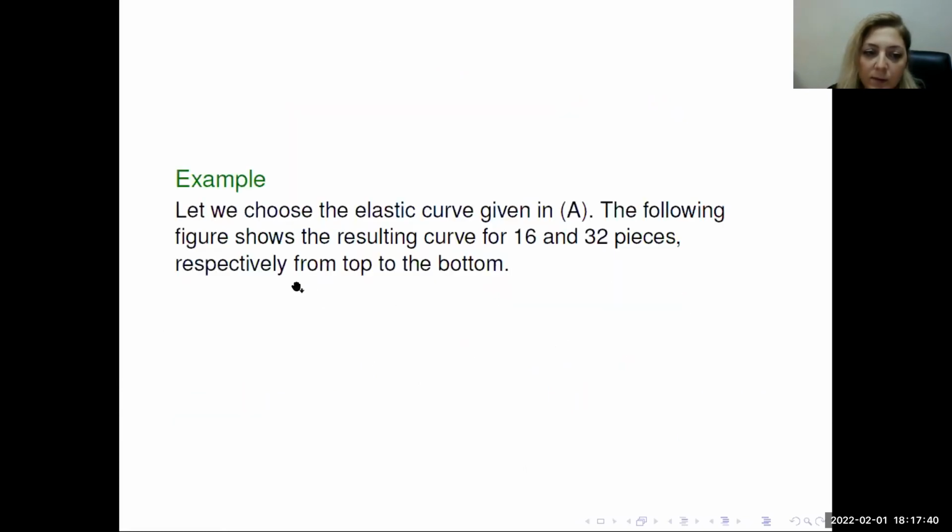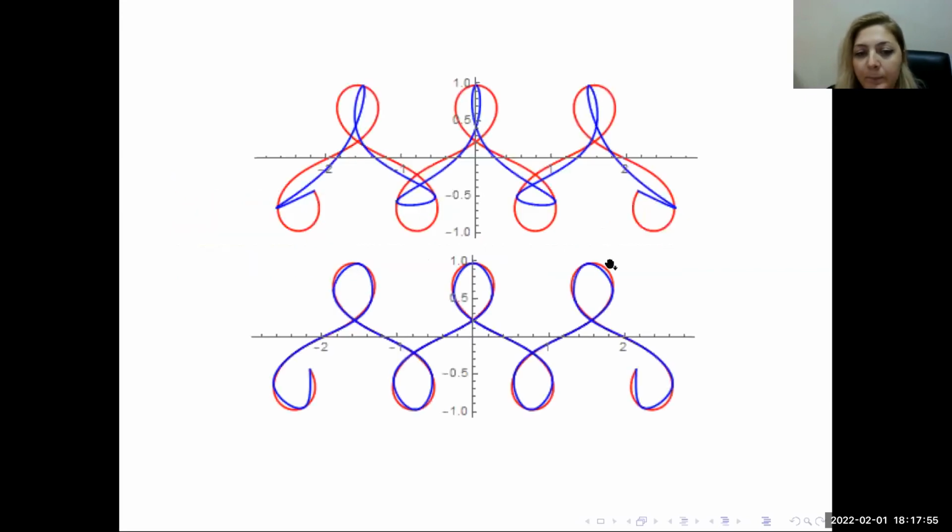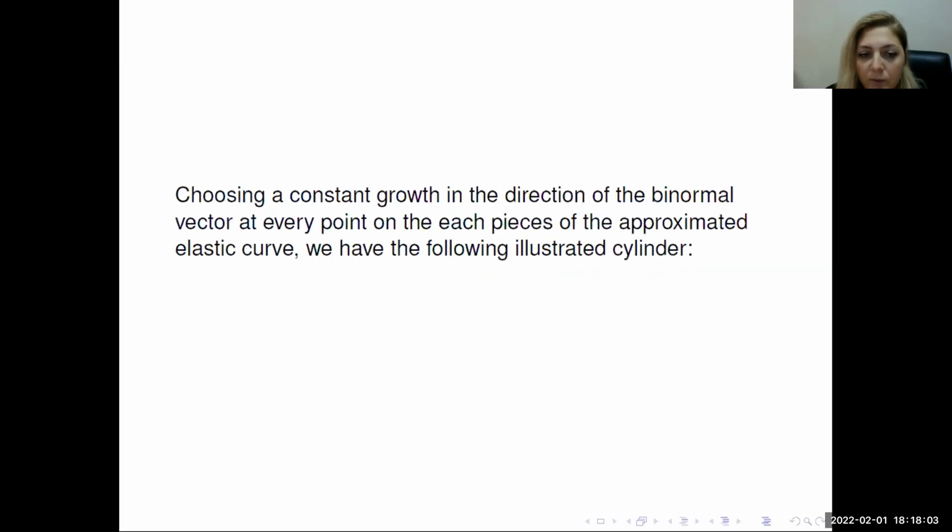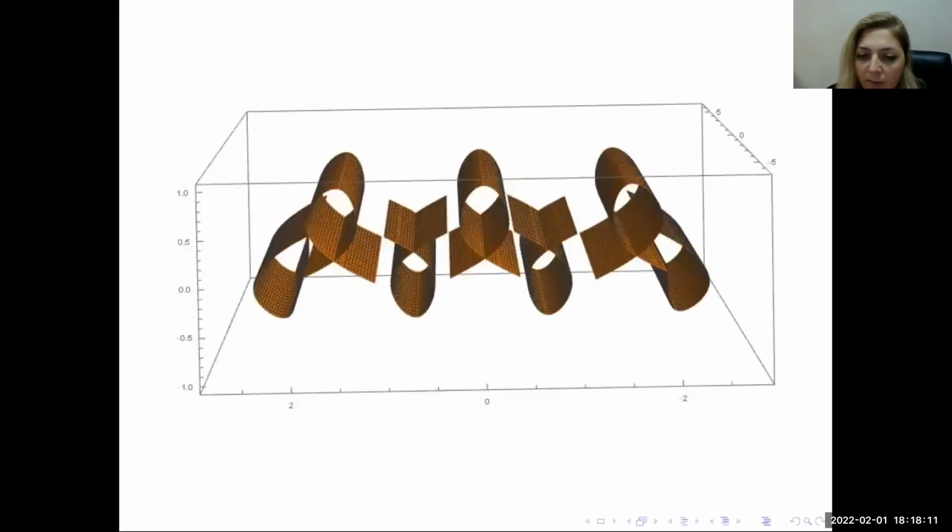Another example is this. Let us choose the elastic curve given in A. The following figure shows the resulting curve for the approximated curve for 16 and 32 pieces, respectively. The blue one is the approximated curve. Choosing a constant growth in the direction of the binormal vector at every point on each piece, then we have the accretive surface as a cylinder again.